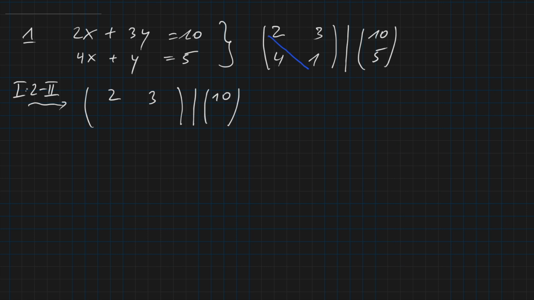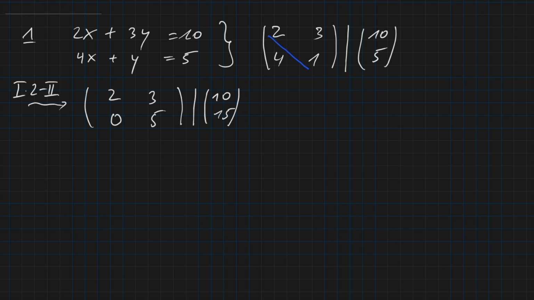So now we have 2 times 2 minus 4. This is 0 as desired. And then we have 3 times 2 minus 1, which is 5. So this is 5. And here for the right hand side of our equation, we have 10 times 2, which is 20, and then minus 5, this is 15.